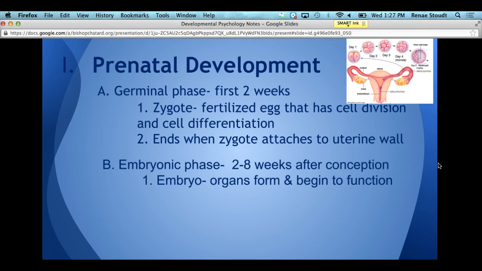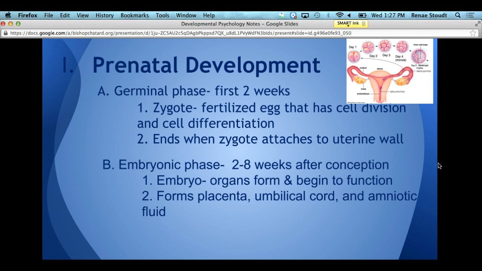Okay? You also have, during the embryonic stage, the placenta, the umbilical cord, the amniotic fluid. All of those things also form during the embryo stage.